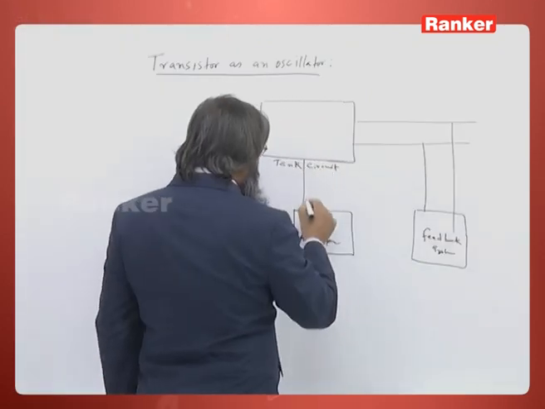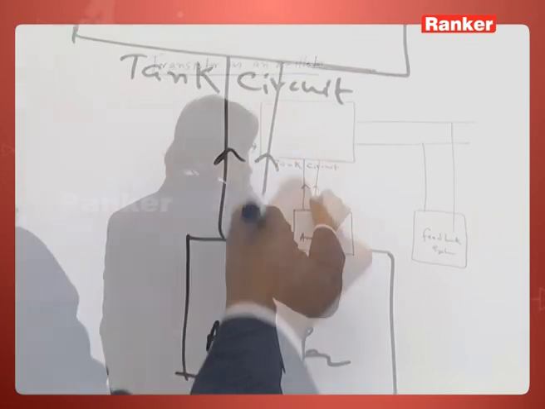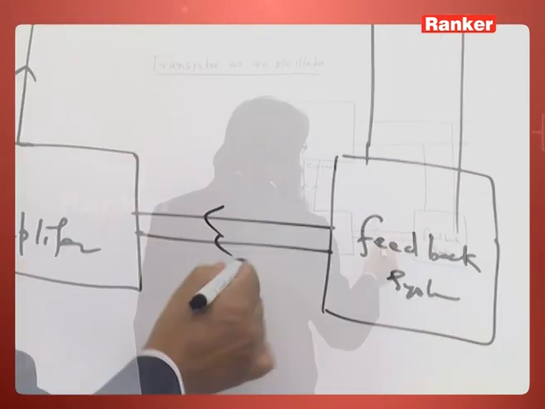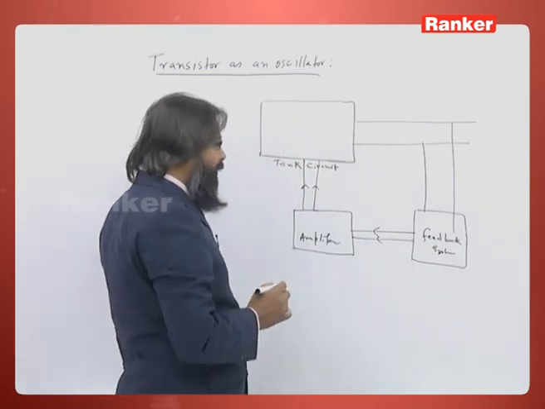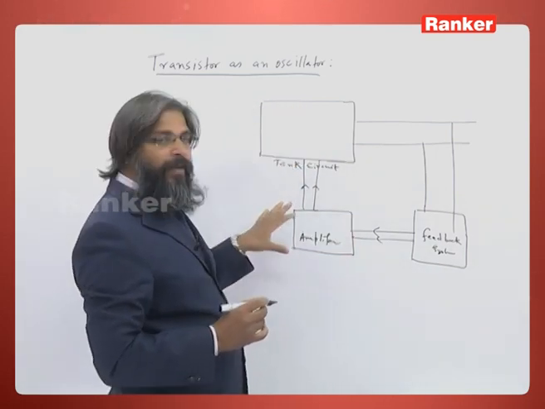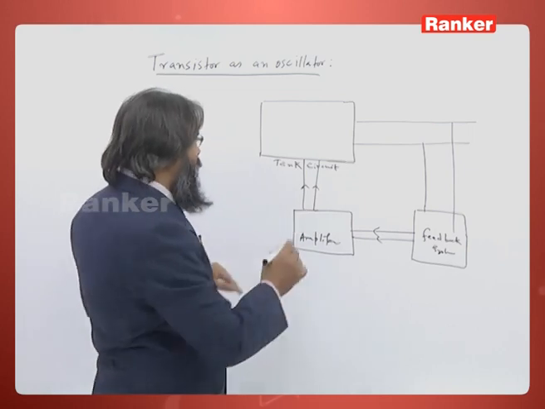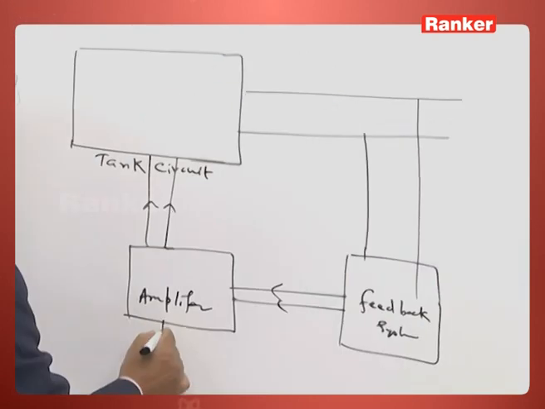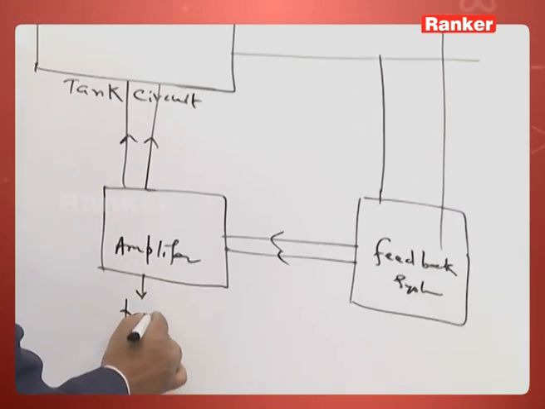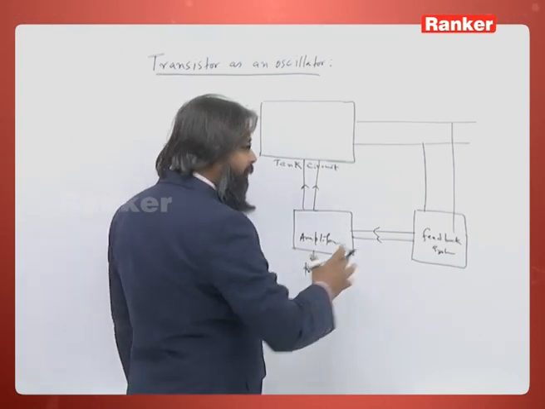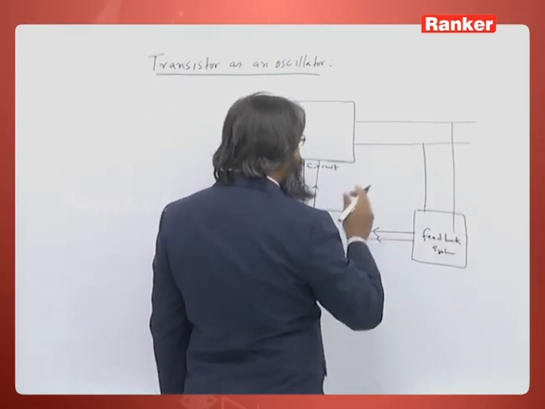Now, this tank circuit is connected to an amplifier, and this amplifier is connected through a feedback system. So, this is the block representation. There are three important elements. One is the tank circuit, another is the amplifier, which is actually a transistor with its biasing and all those things, and this is a feedback system.